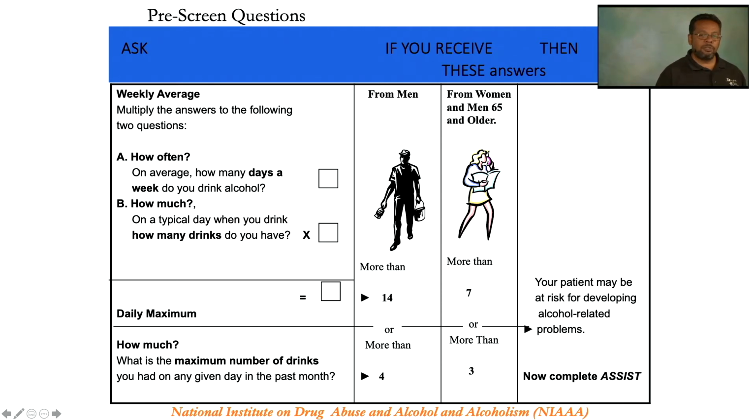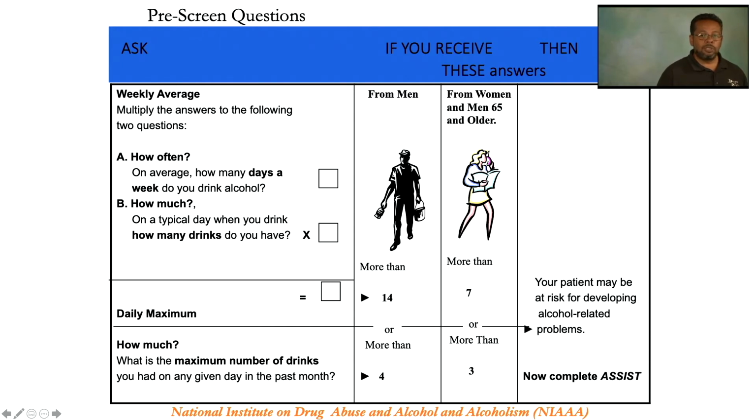So this pre-screen question would have indicated that they are now drinking at a level that could be harmful to their health and maybe complicating a situation. If this is being done in a doctor's office, it could be impacting the way that their blood pressure medication works. It could have some exacerbation or making their diabetes worse.